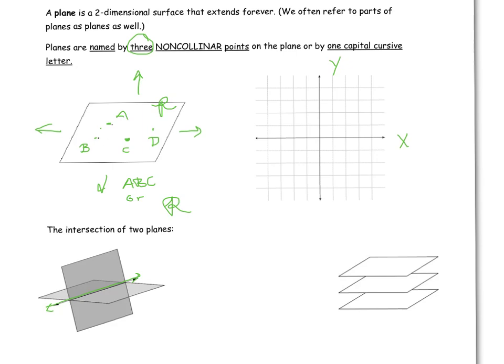So either 2 planes intersect in a line, or they can be parallel, and these are parallel planes. For example, the ceiling and the floor are hopefully parallel in the room that you're in, and those planes do not intersect.